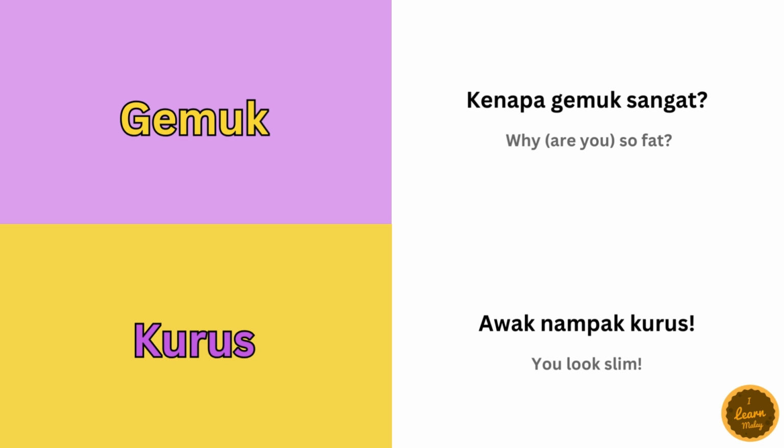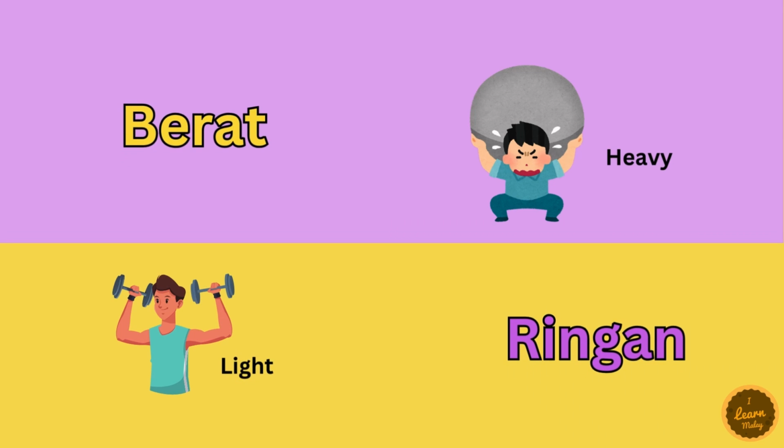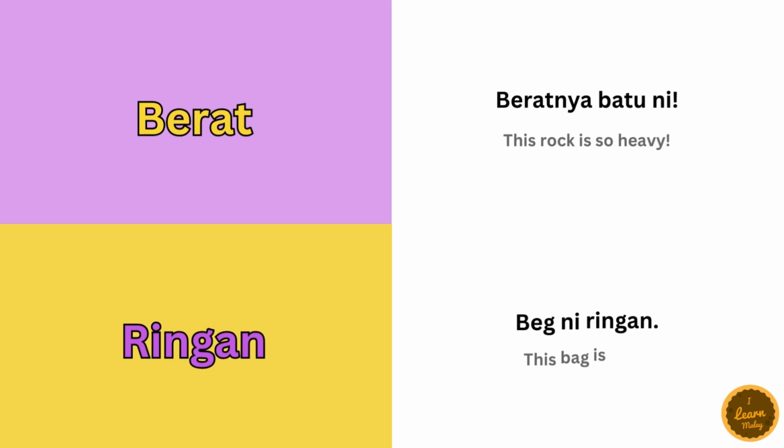The next pair of opposite words are berat, ringan. Berat means heavy. Ringan means light. Beratnya batu ni. This rock is so heavy. Batu ni means this rock.